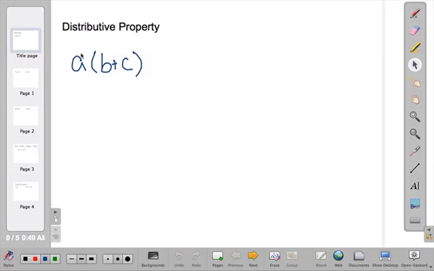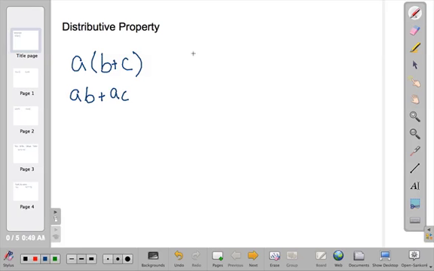The distributive property basically says that we take the term on the outside of the parentheses, in this situation A, and we distribute it or we share it with each of the terms on the inside of the parentheses. And since there isn't an operation sign right here between the A and the parentheses, that means that we're multiplying. So we're first going to multiply the A times the B. And then we're going to add, because that's the operation between the B and the C, A times the C.